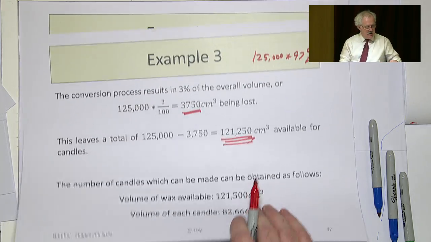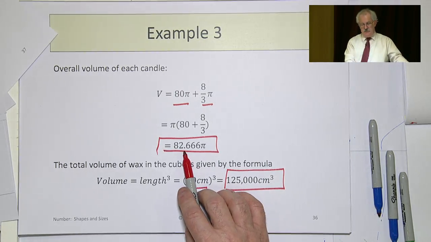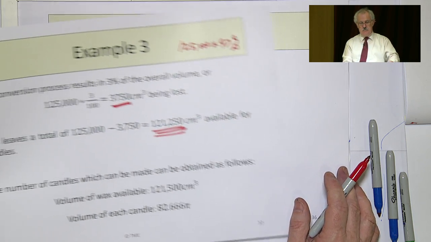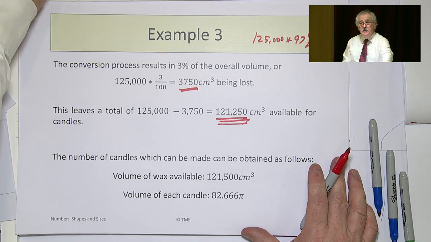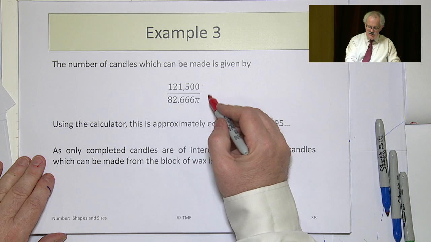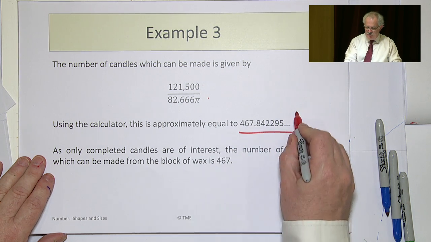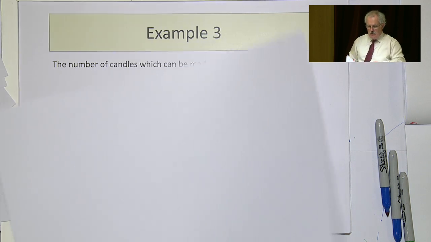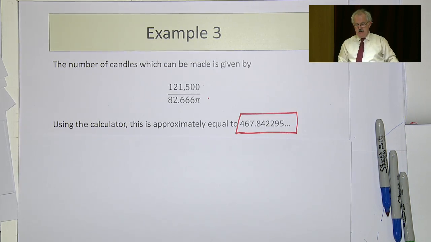And how much is each one going to cost us? 82.666 pi. Is that all right? How do I find out how many? Divide. One divided by the other, I end up with 467.84 candles. So what integer value should I use for the candles? 467 or 468?